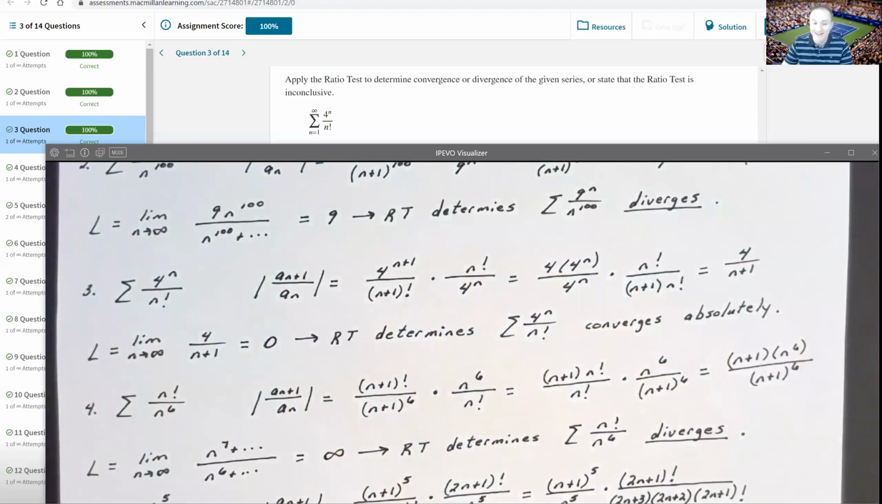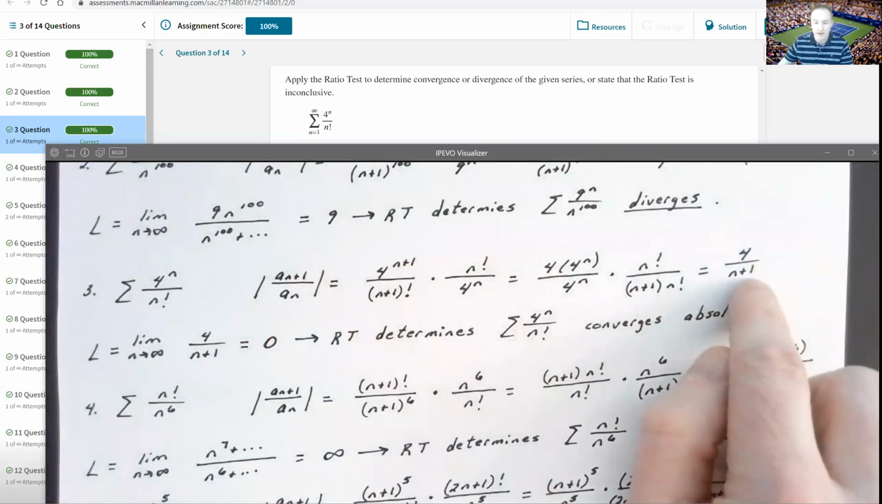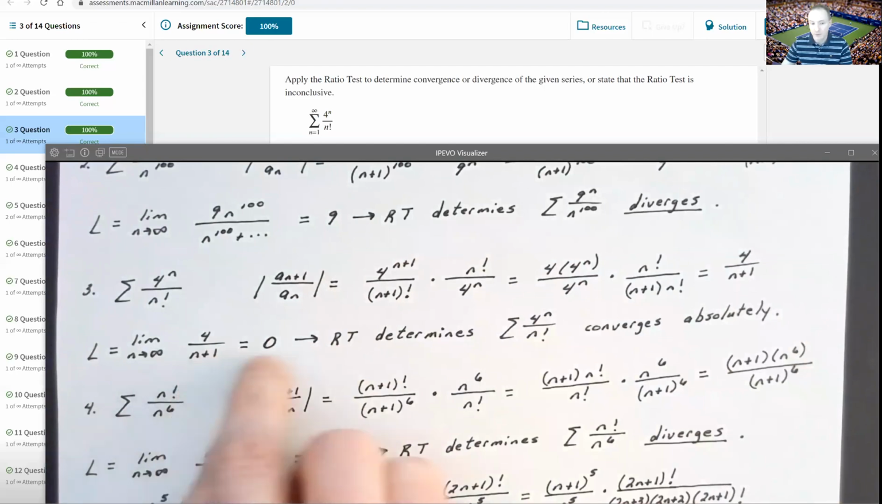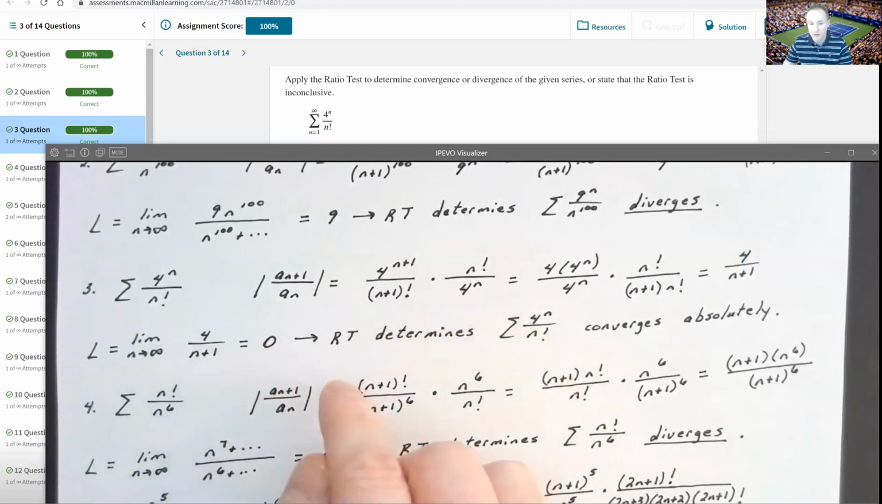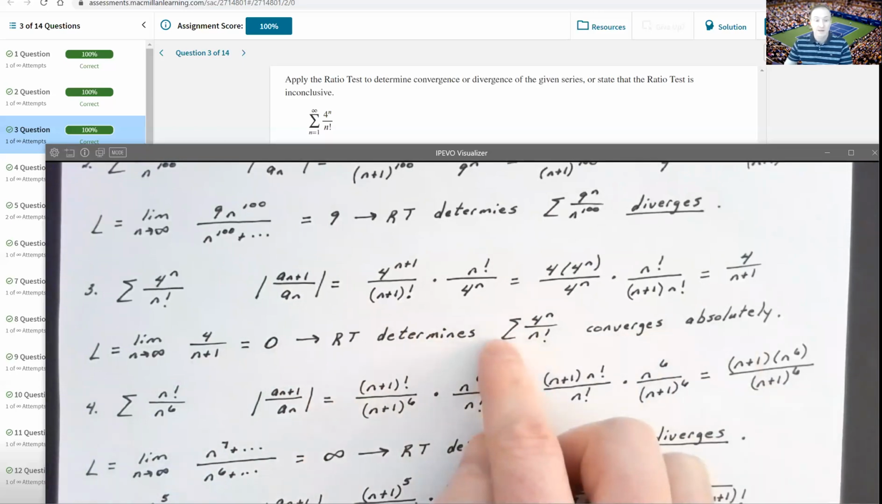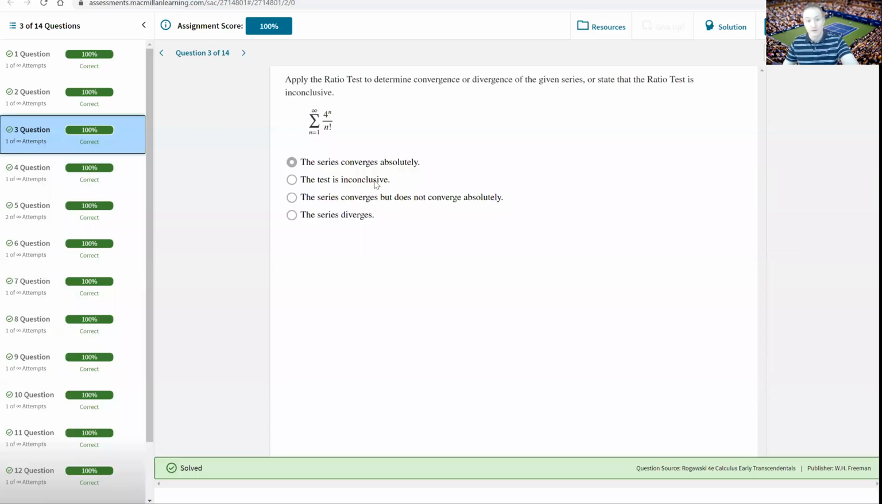Now, we're taking the limit as n approaches infinity of this expression, which simplified down to this. Clearly, if n goes to infinity, 4 over n plus 1, that fraction goes to 0. Anytime the ratio test has a limiting value less than 1, you know that the corresponding series converges absolutely. That's the whole definition of the ratio test. And so you can say, well, all right, then this series does converge absolutely. And you can say, well, that is absolutely the correct answer choice here.